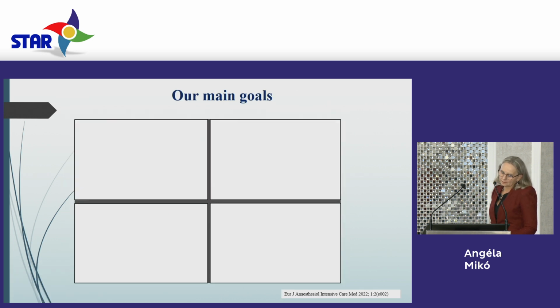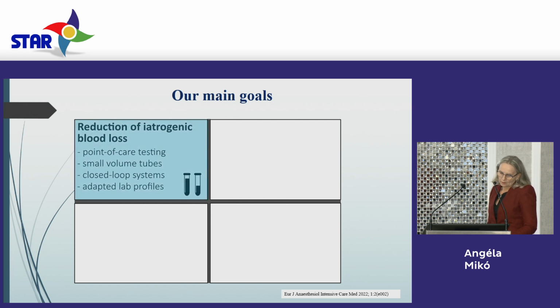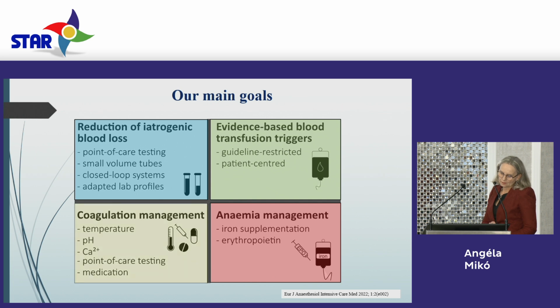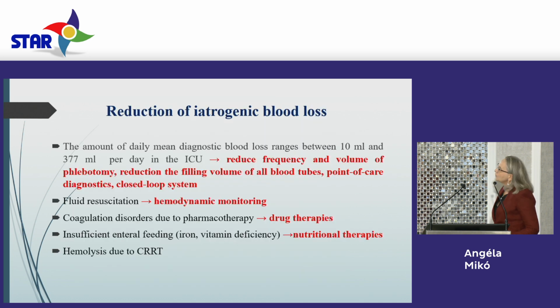Our main goal in the ICU is to keep this balance: reducing iatrogenic blood loss, treating anemia, and managing coagulopathy. One of the main contributors to iatrogenic blood loss is frequent phlebotomy in the ICU. Several studies suggest this blood loss can be between 10 and 770 milliliters per day.